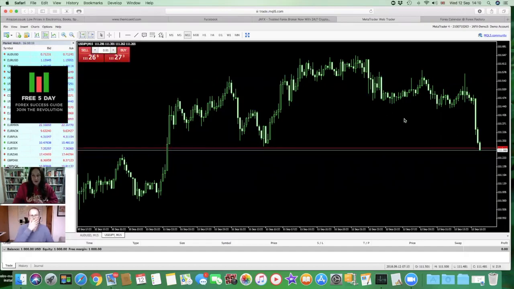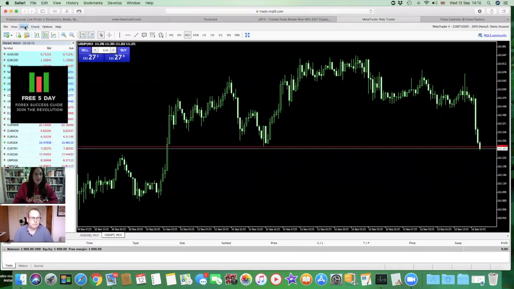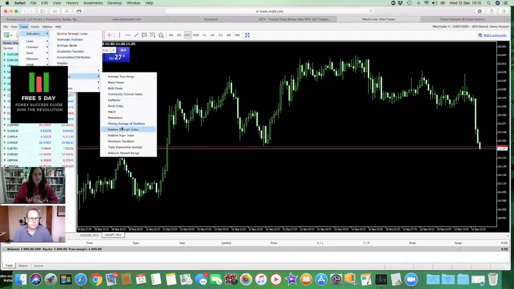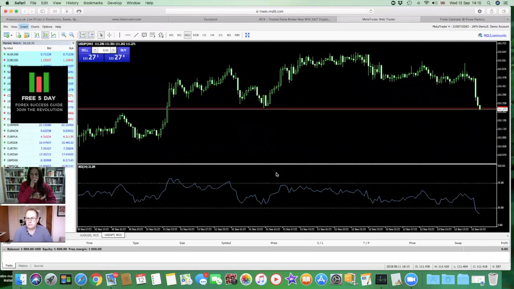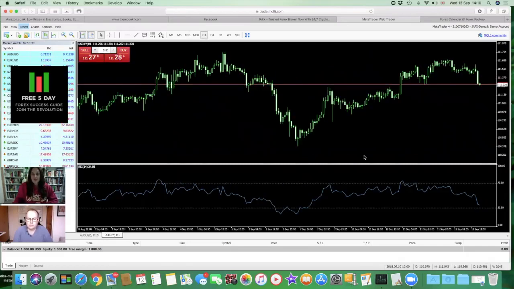Right, now, indicators that we like to use. The indicator that I'm going to talk about first is the RSI, which is called Relative Strength Indicator. To put that onto your chart, you go to Insert, Indicators, Oscillators, Relative Strength Index. There it is. You drop it on, and we are just going to use the default settings because they're good enough. I'm going to go to the hour chart so we can have a look at this properly.